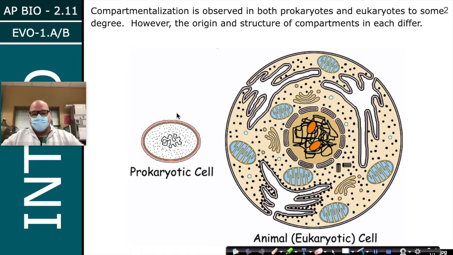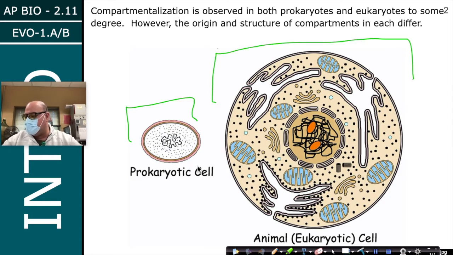We look at prokaryotes and eukaryotes. Over here, you've got your prokaryote bacteria. Over here, you've got your animal cell, which is a eukaryote. When you look at these, you see a lot of differences. First one is size. Prokaryotes tend to be a lot smaller. Next, they both have an outer membrane, but once you get past that outer membrane, you see lots of compartments in the animal cell. You don't see as many compartments in the prokaryotic cell.